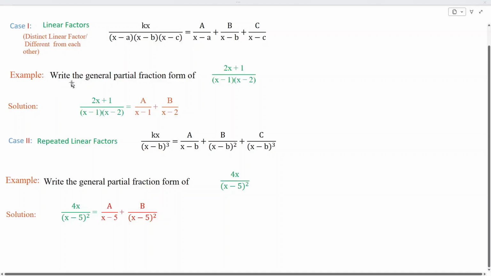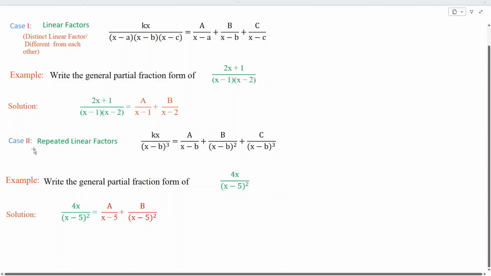Look at this example. Write the general partial fraction form of 2x plus 1 divided by x minus 1 into x minus 2. In the denominator, we can see there are 2 linear factors. So this is equal to A over first factor plus B over second factor.